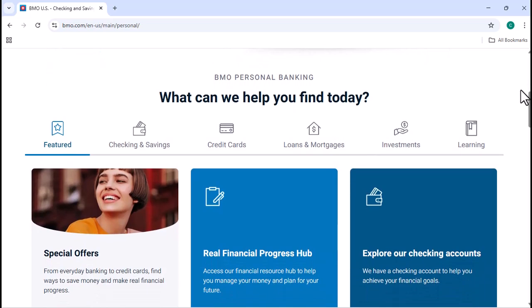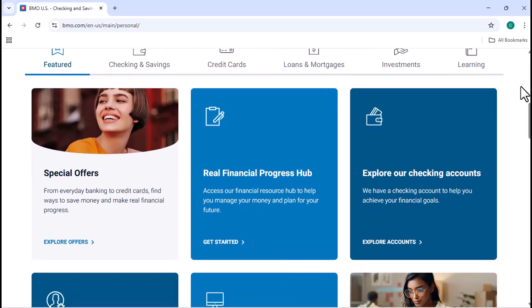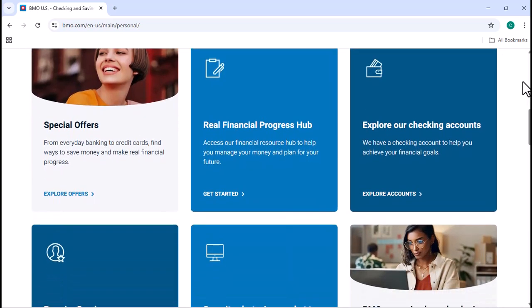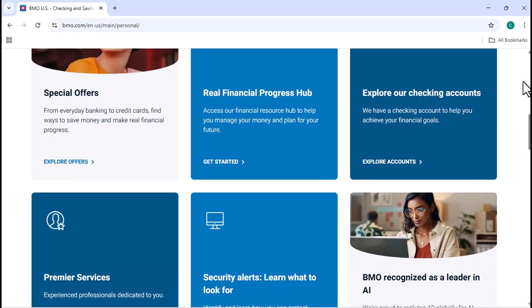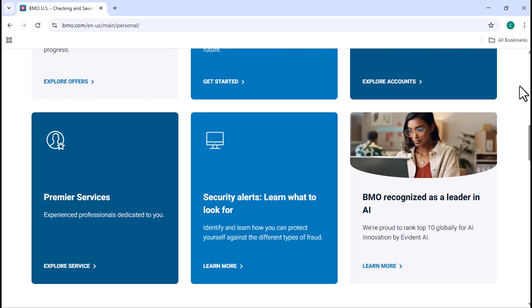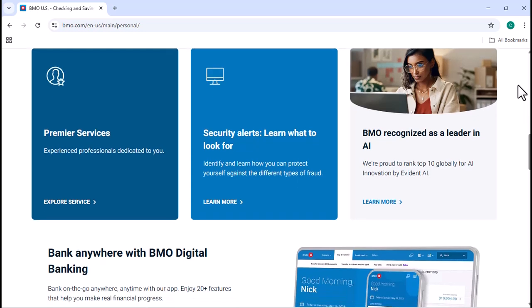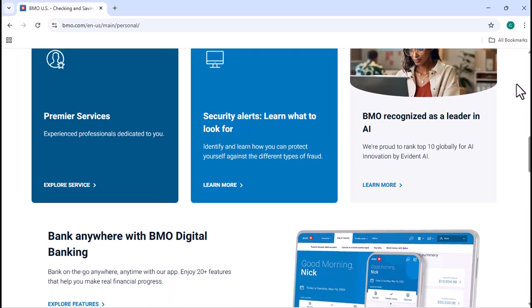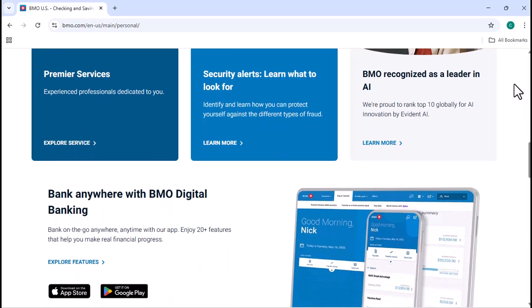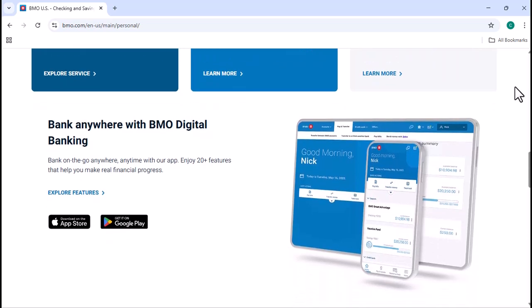First, let's talk about monthly maintenance fees. Some BMO checking accounts have no monthly fee at all, like the BMO Smart Advantage checking account. Others have a monthly fee that can be waived if you meet certain requirements, such as maintaining a minimum daily balance. For example, the BMO Relationship checking account has a monthly fee of $25, but it can be waived if you have a high enough combined balance across your BMO accounts.